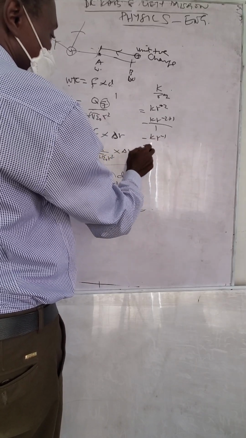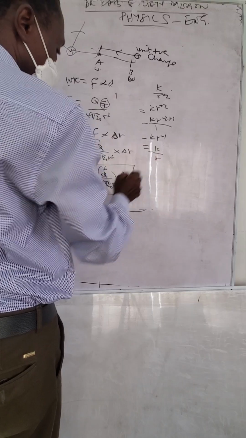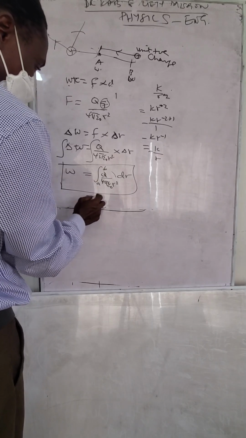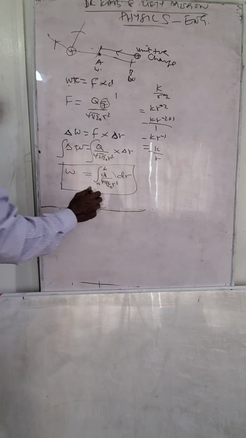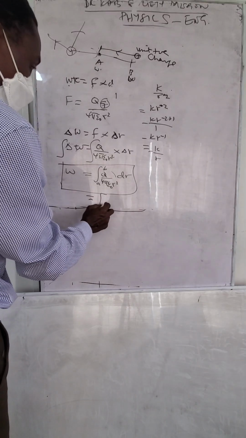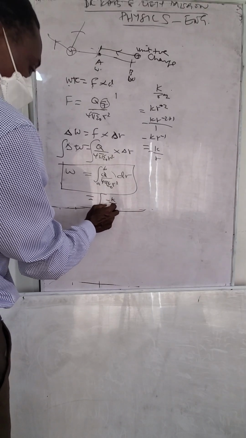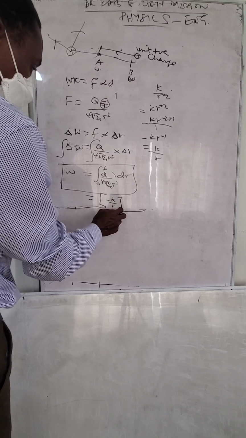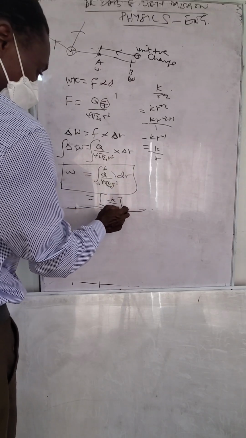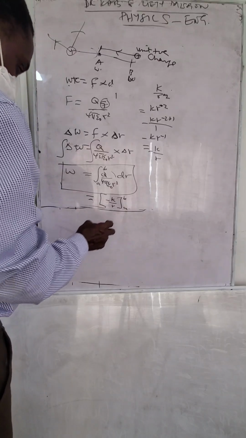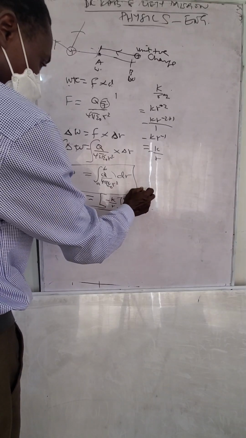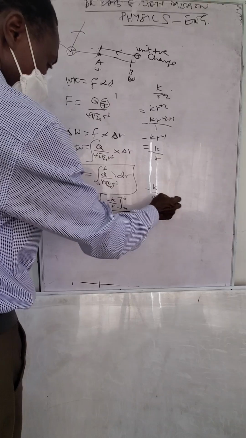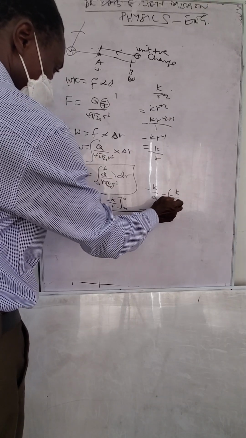This is going to be our answer, which can be rewritten as negative k over r. The whole thing k is a constant. Then we are integrating from a to b. So if you put in the first one, you have negative k over a minus, going to be minus again, minus k over b.